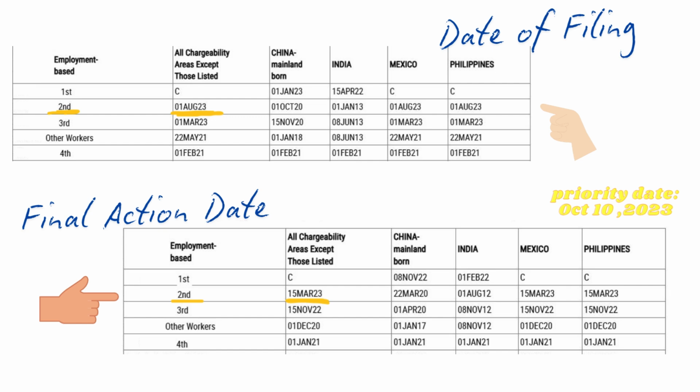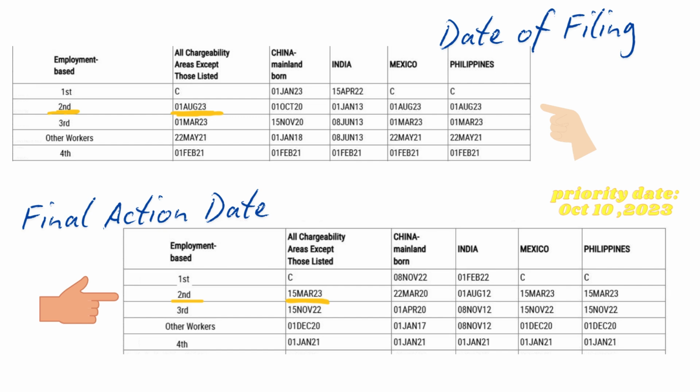Okay, so the priority date is the date your application was received. And then the cutoff date, the 1st August 2023, is the date before which, if your priority date exists, you can send out your application. But then the next chart is about the final action date. On the same category, EB2, it has 15th March of 2023 for all chargeabilities, the rest of the world.